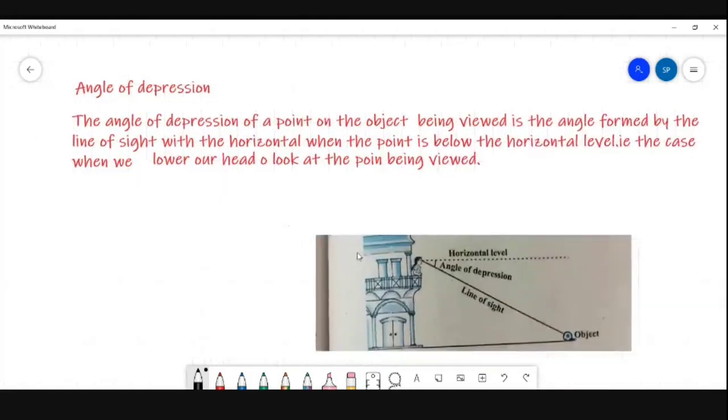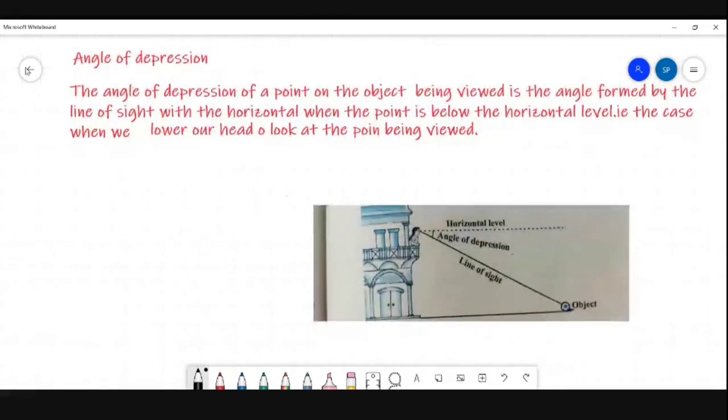Now here you can see angle of depression. What is angle of depression? The angle of depression of a point on the object being viewed is the angle formed by the line of sight with the horizontal when the point is below the horizontal level. That is the case when we lower our head to look at the point being viewed.